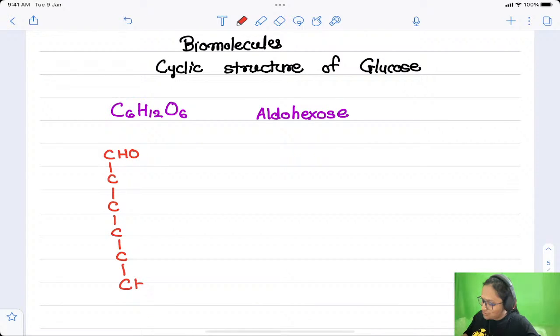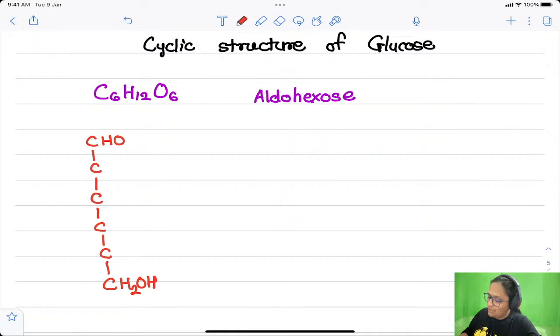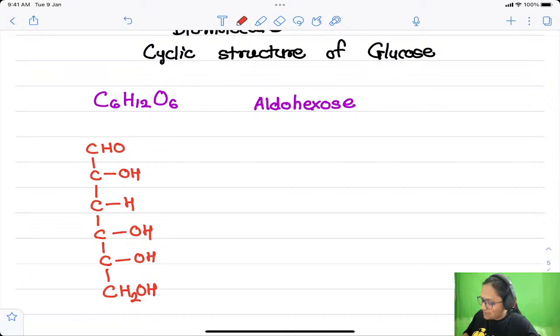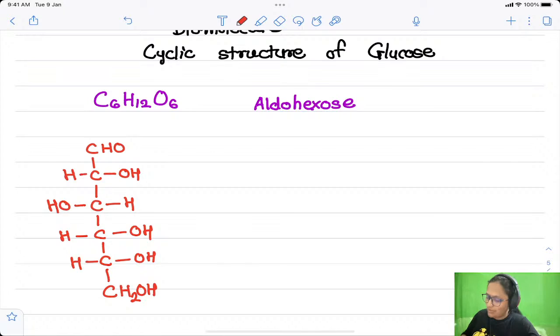The last is the CH2OH, and then you have to draw it in this way. You have to draw OH, then H, then OH and OH. This sequence you have to remember. Wherever there is OH on the right hand side, on the left hand side you draw H, and wherever there is H on the right, on the left hand side you draw OH. This is how we can draw the open structure of the glucose molecule, right?